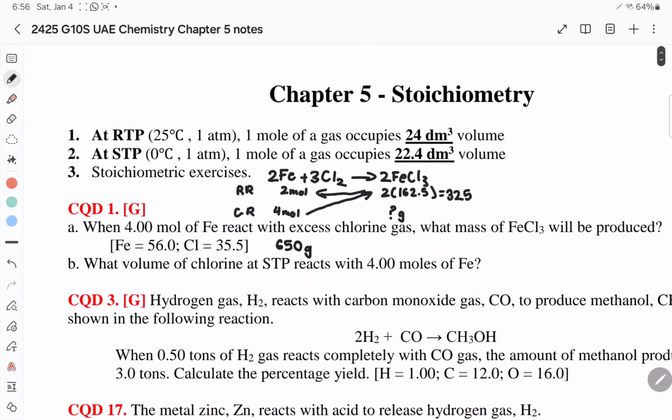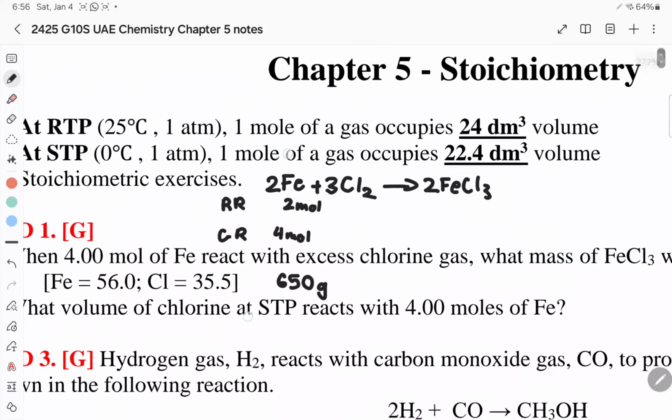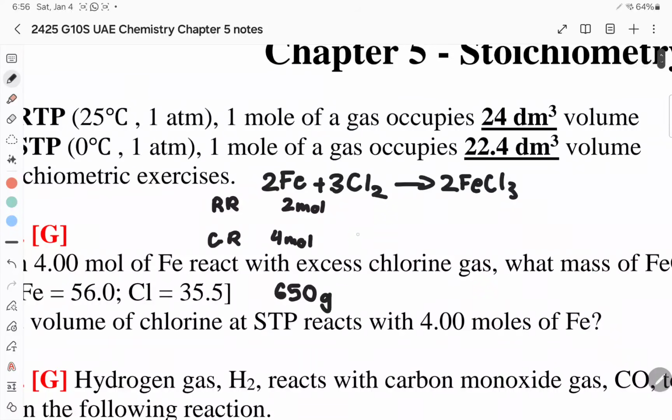Now here they're asking us what volume of chlorine at STP, where STP is 22.4 decimeter cubed, reacts with 4 moles of Fe. So again, we have the same reacting ratio for Fe, but we're working with the other one, chlorine. So you want to know what's the volume, so how much in decimeter cubed is reacting with 4 moles of Fe. So our reacting ratio is 3 times your molar volume, which here is at STP, so 22.4.